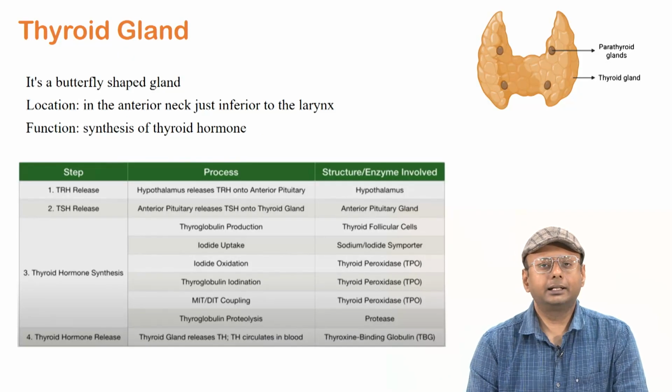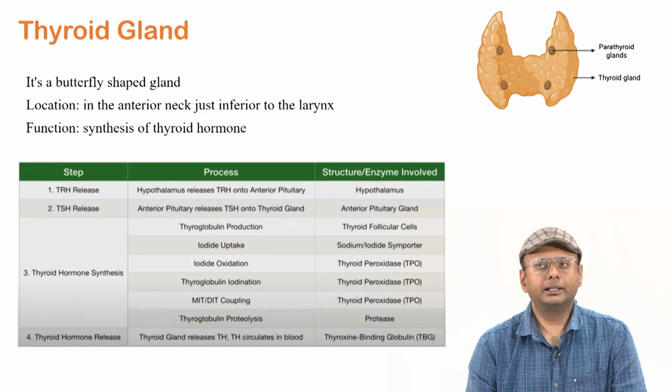As you see, the thyroid gland is a butterfly-shaped gland, and it is located in the anterior neck just inferior to the larynx. As you know, the function of the thyroid gland is to synthesize the thyroid hormones, and thyroid hormones have a very crucial role in our metabolic activity. In terms of thyroid hormone synthesis, other hormones also play a role. Let us see the different steps involved in the synthesis of the thyroid hormone.